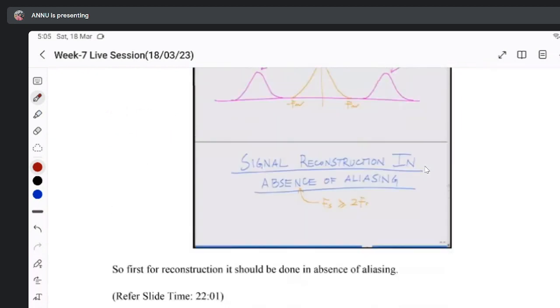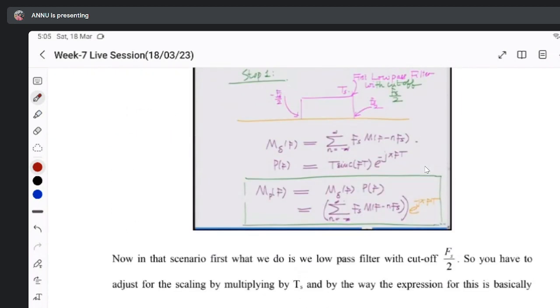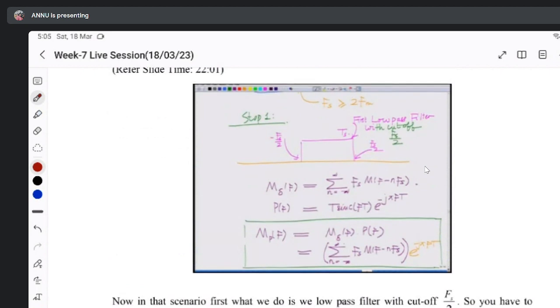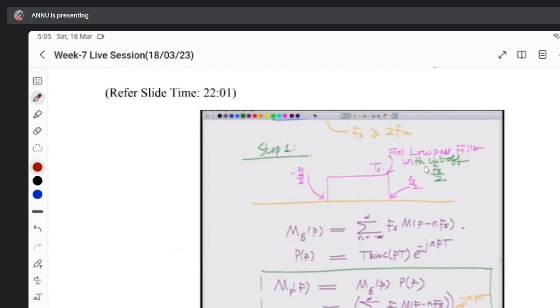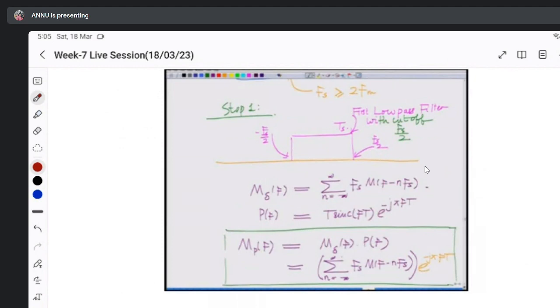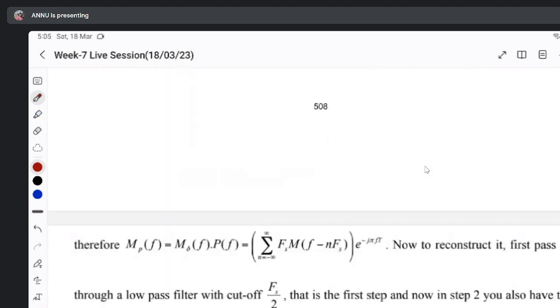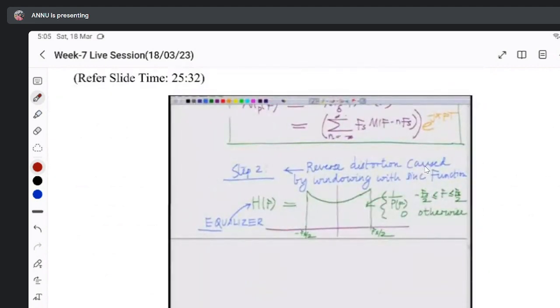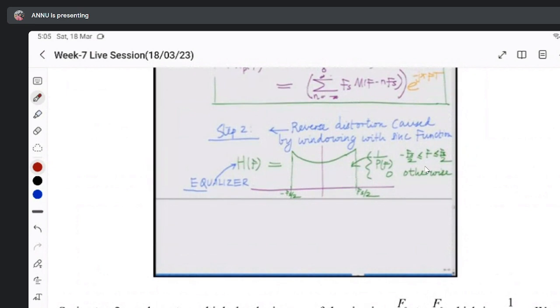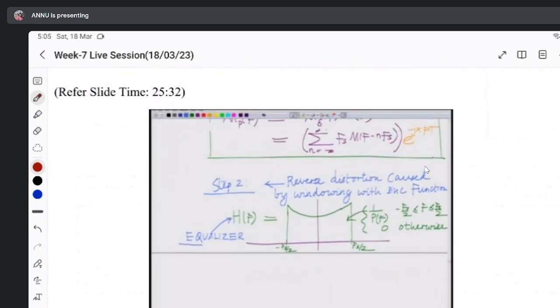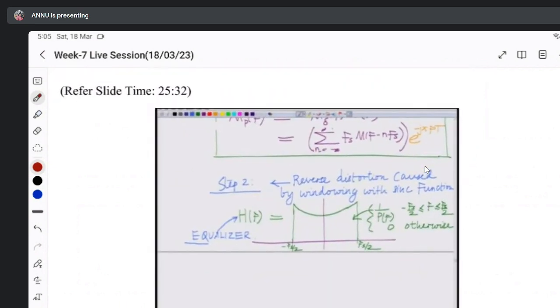So this is all about the equalization. Equalization is nothing but a filter. We are passing the signal through a filter, and that filter itself will have the sync type of function. We can see the filter bandwidth should be fs by 2. I think this one is the 1 by PF equalizer. I think you have read this now.